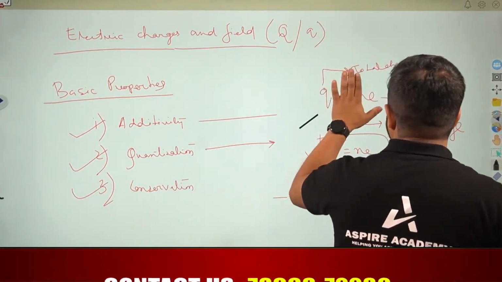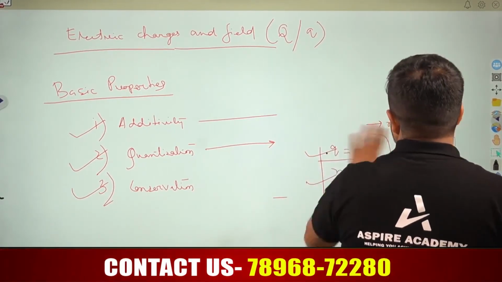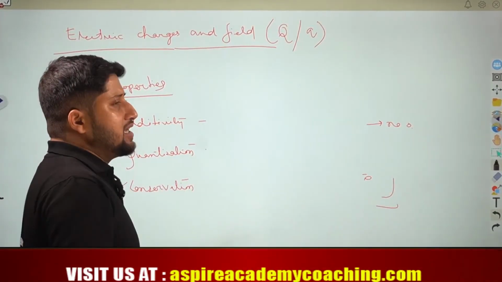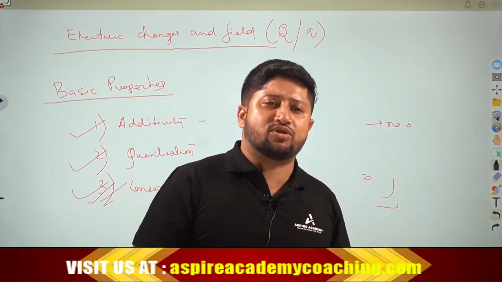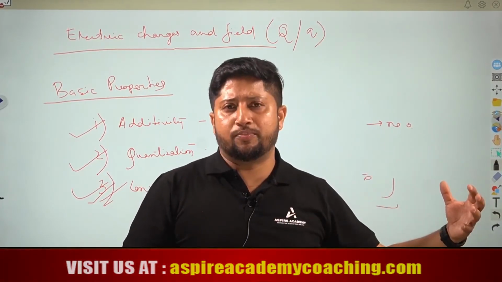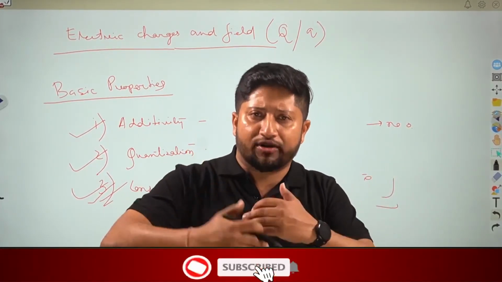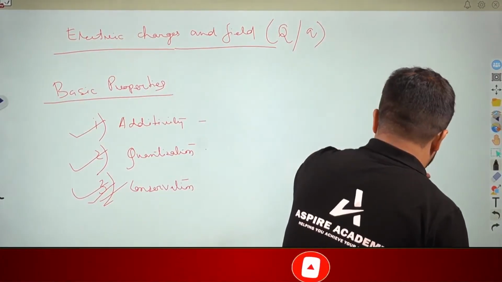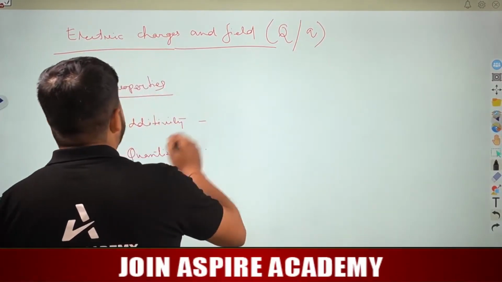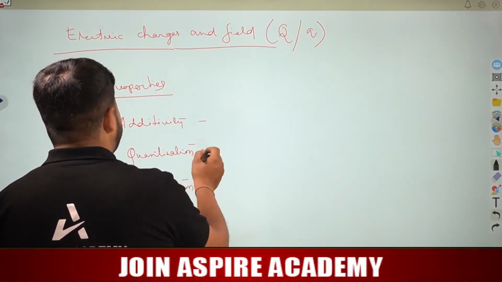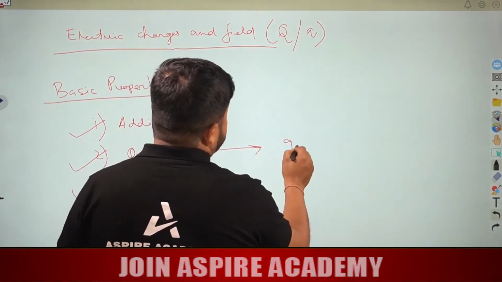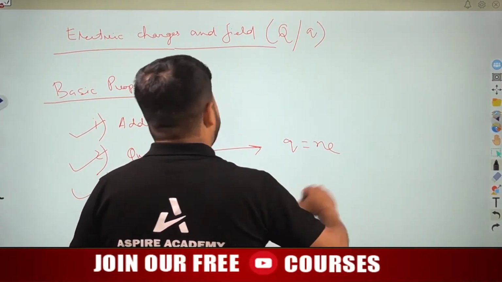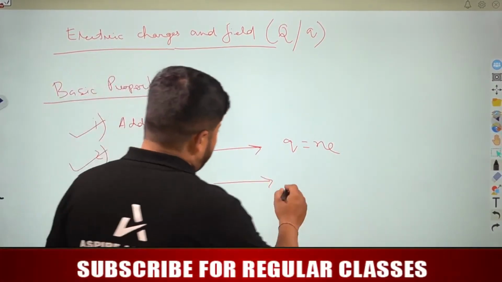Next one is very obvious: conservation of electric charge. So what is conservation of electric charge? A charge cannot be created nor be destroyed. It can transfer from one place to another place, or from one point of a conductor to another point of a conductor. So this is called conservation of electric charge. So additivity property, quantization and conservation. Quantization we have already discussed: Q is equal to NE. And conservation says charge cannot be created nor be destroyed. It can transfer from one place or form to another place.